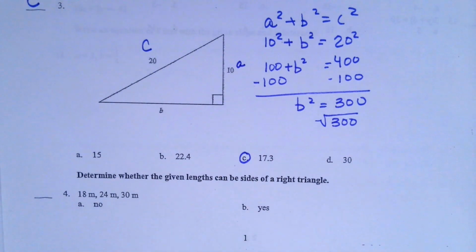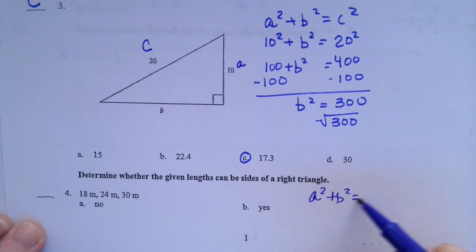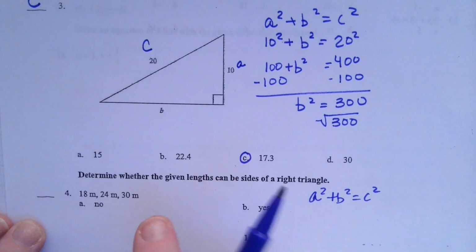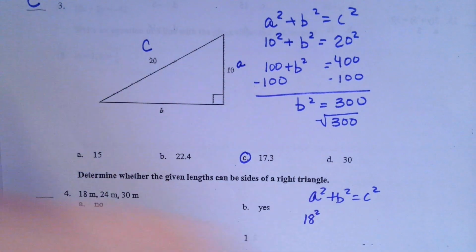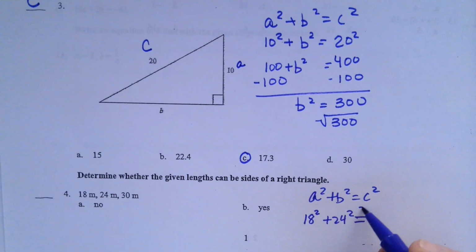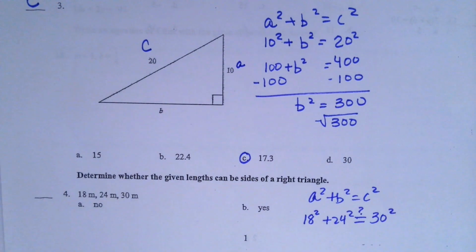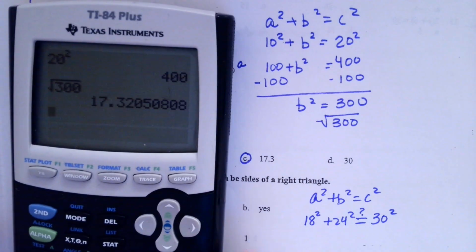Question 4 says, determine whether these side lengths could form a right triangle. So again, we're using a squared plus b squared equals c squared, and you're plugging these values in to see if they will work. Does 18 squared plus 24 squared really equal 30 squared? So we're going to use our calculator and see what we get.